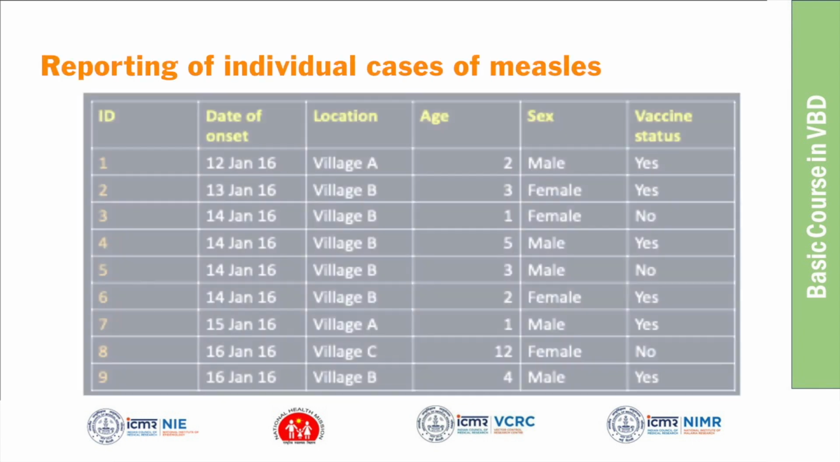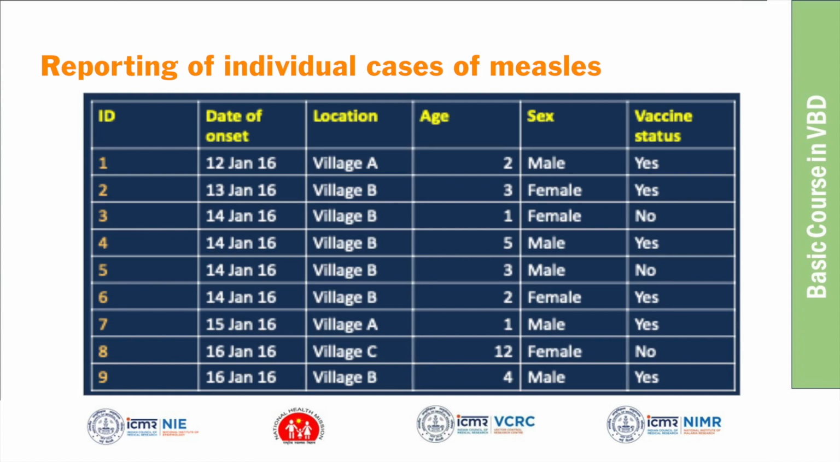This is like a line listing. Here we have the serial ID number, the onset of symptoms, location of that person, village A, B, C, age of that person, gender of that person, whether vaccinated or not. So we have all the details of the person here. Take the example of ID number one. That person is of a certain age, from village A. It's a male and vaccinated. That is called a line list.